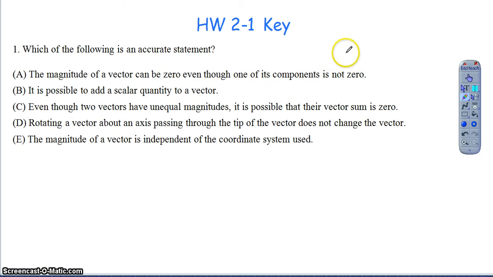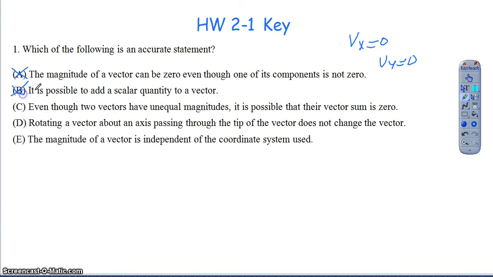Well, the only way a vector can be 0 is if both the x and the y components are individually equal to 0, right? If you think about that, if you had one of these 0 and the other one wasn't 0, then the magnitude of that whole vector would just be whatever the other one was. So in this case, that is not true. It is possible to add a scalar and a vector.